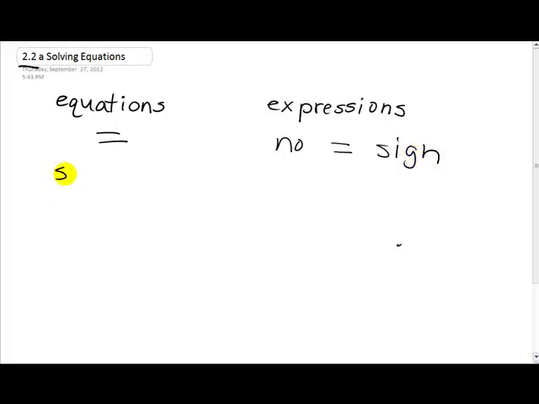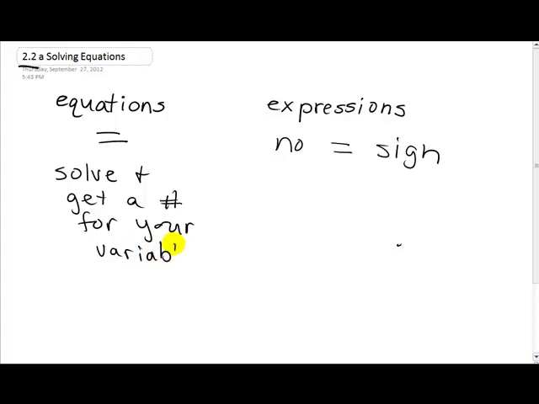With equations you can solve and get a number for your variable. With expressions, no equal sign, we're just going to simplify. We won't add an equal sign.